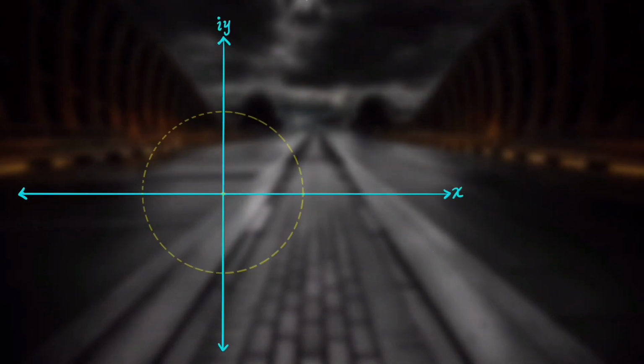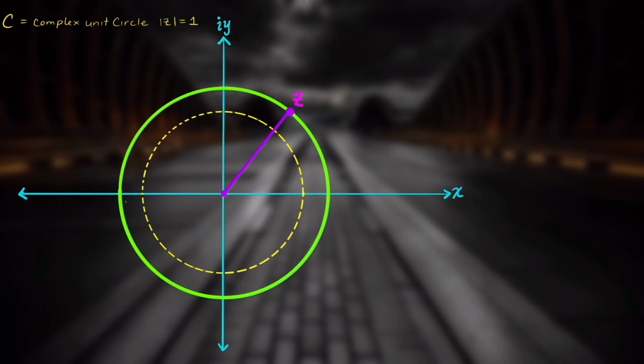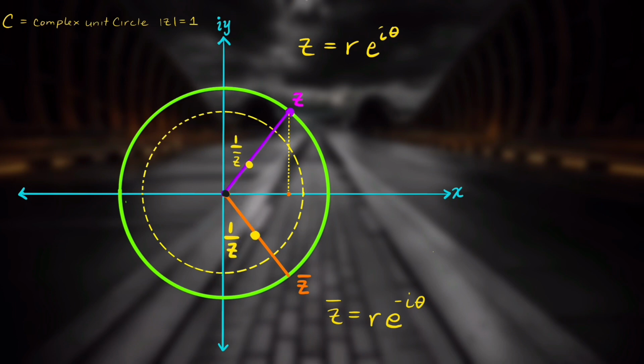Let C be the unit circle in the complex plane, and let Z be a complex number with a radius bigger than 1, making it exterior to the circle of inversion. In polar form, we get Z as r e to the i theta, as well as its conjugate Z bar is equal to r e to the negative i theta. Complex conjugation being a reflection in the real axis.